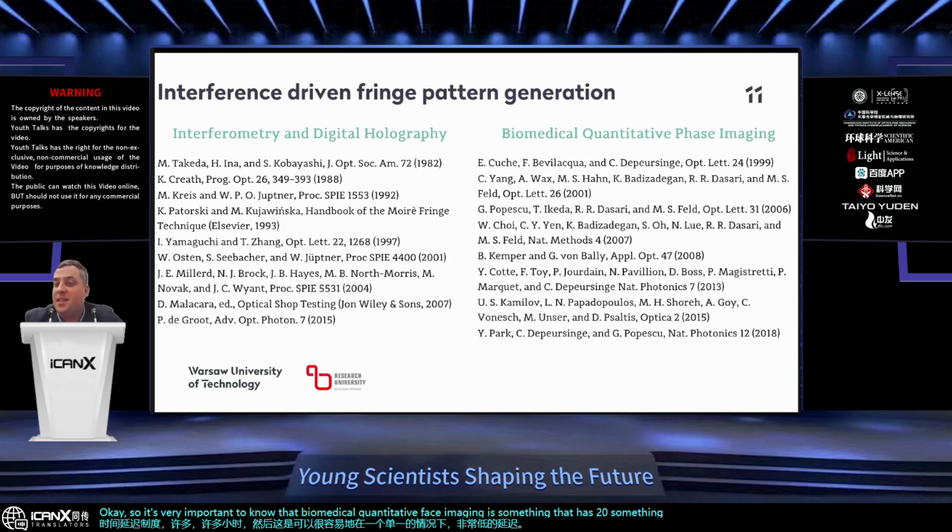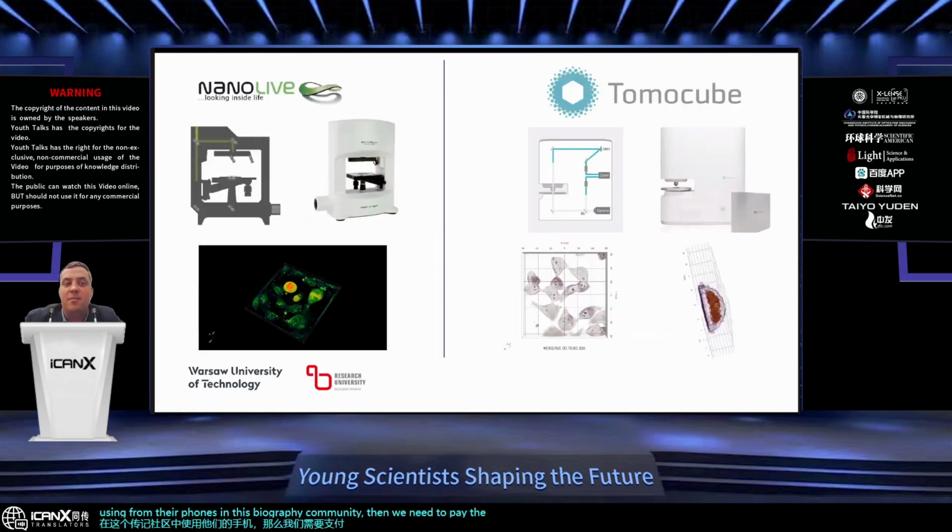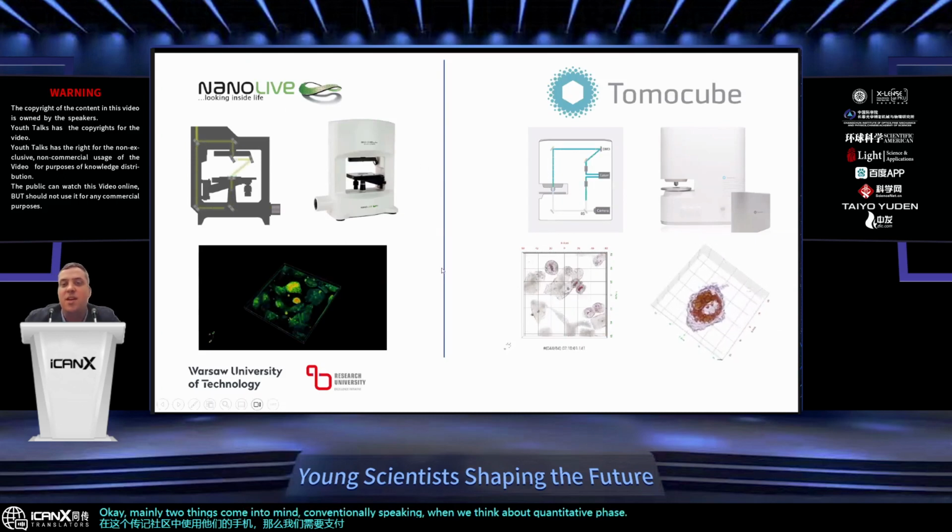Okay, so it's very important to note that biomedical quantitative phase imaging is something that is 20-something years old, but we are standing on the shoulders of giants of interferometry and digital holography, which was already developed for many years, starting from the 60s and 70s for technical purposes. So there is a lot that we are actually using from the interferometry and digital holography community, and we need to pay tribute to that. Okay, mainly two things come to mind, commercially speaking, when we think about quantitative phase imaging. It's Nanolive and Tomocube, but they are all bulky.